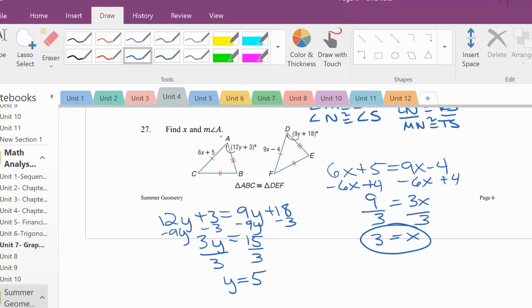Except you're trying to find the measure of angle A, so the measure of angle A is equal to 12 times 5 plus 3, so it's equal to 63 degrees.